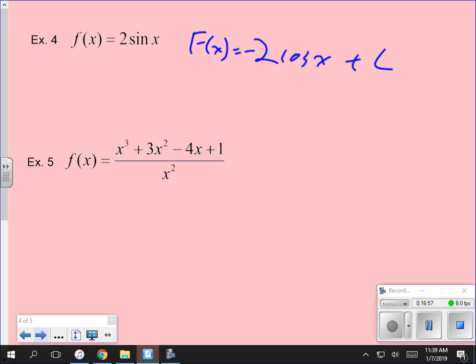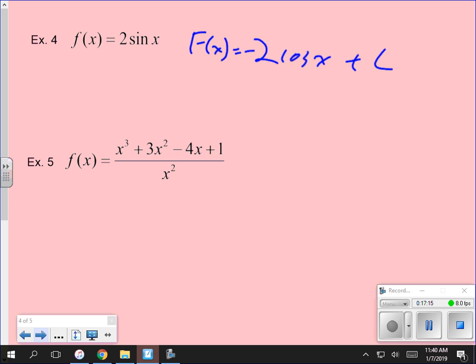Watch your negatives and positives. Okay, if it was the cosine, it would just be sine, but it's the sine. Watch your negatives and positives. This is another one where knowing your rules is going to be important. What's the antiderivative of the secant squared? You're going to need to know what that is.